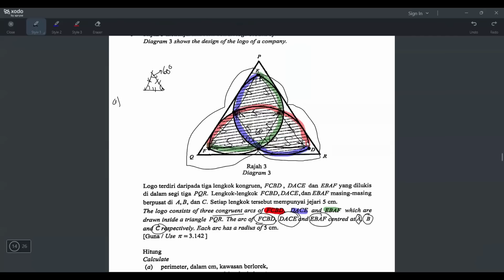But they only want it for the shaded region. So how many lines do we have? 1, 2, 3, 4, 5, 6. And I think all these lines are arcs. Yeah, they are arcs. Okay, let's see. So let's try to find the arc.